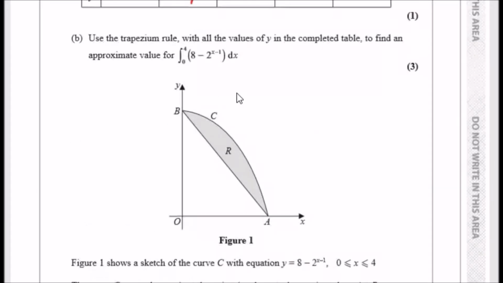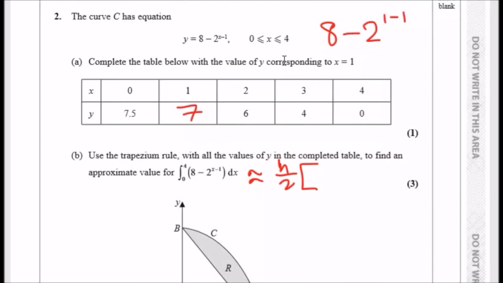Let's have a look. So, trapezium rule is always going to be, firstly, so we just say this is approximately equal to h over 2 times the last 2 terms, which is 7.5 and 0. So it's always the last 2 terms, plus 2 times every other term in the middle, which is 7 plus 6 plus 4.